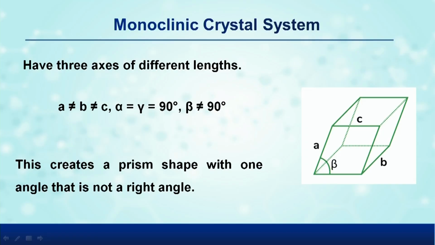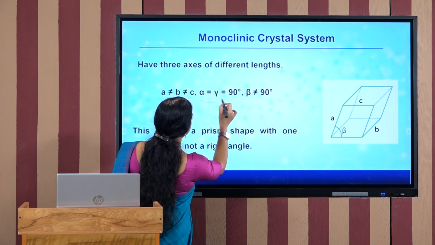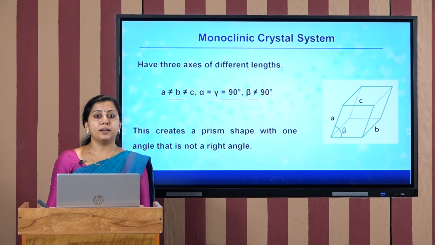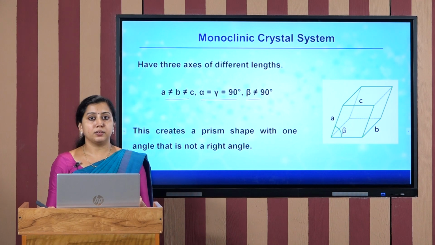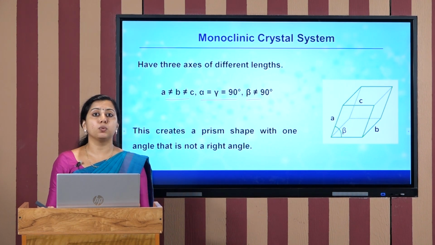So, next is a monoclinic crystal system. In a monoclinic system, we have 3 axes of different lengths, that is A not equal to B not equal to C, alpha equals gamma equals 90 degree, but beta is not equal to 90 degree. So, this creates a prism shape with one angle that is not a right angle. So, we have alpha and gamma equal to 90 degree, but beta is not equal to 90 degree.